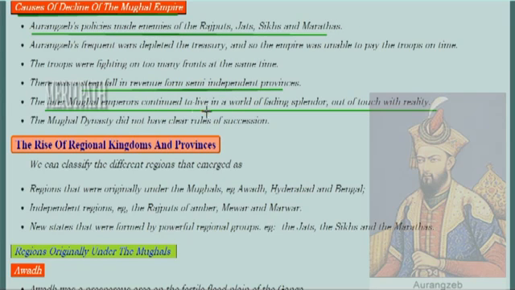And then these Mughal emperors continued to live in a world of fading splendor, out of touch with reality. The Mughal dynasty did not have any clear rule of succession. And then there was the end of the Mughal Empire, because the treasury was depleting. There was no money, there were a lot of wars, and the troops were not being paid. Because of all these things, there was an end of the Mughal Empire.